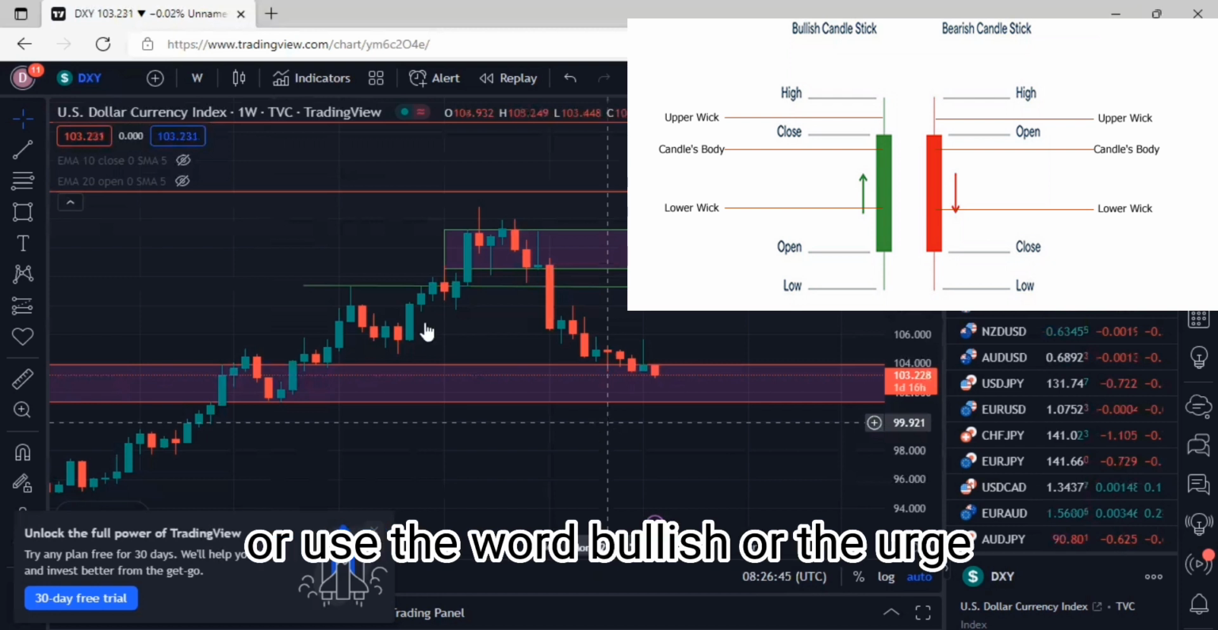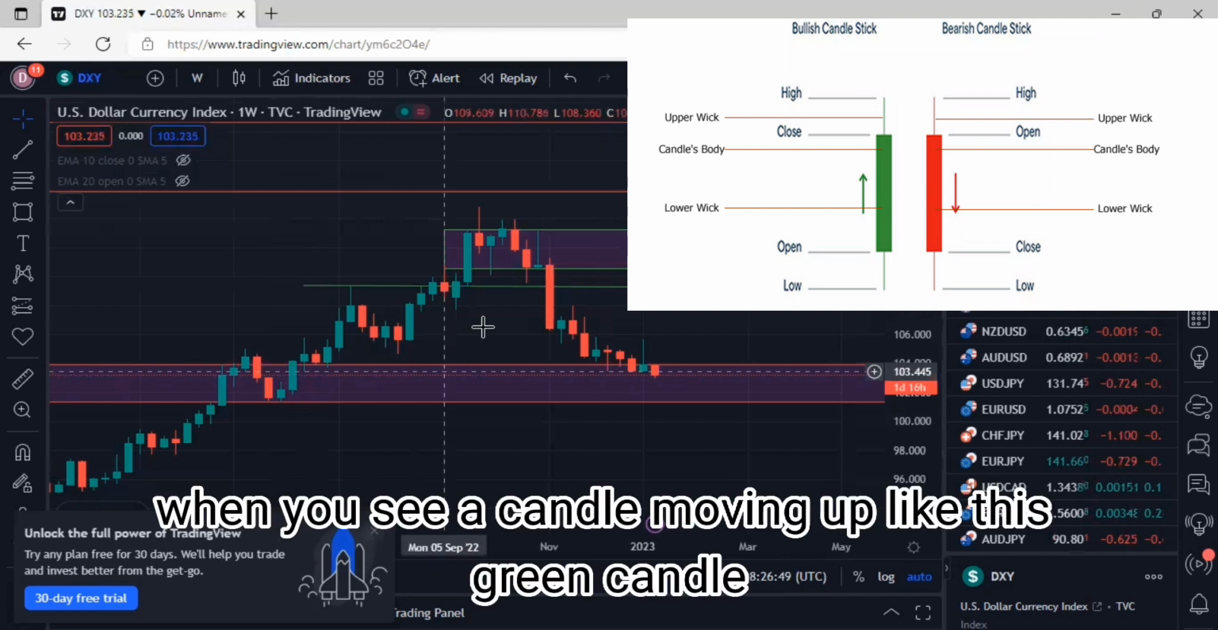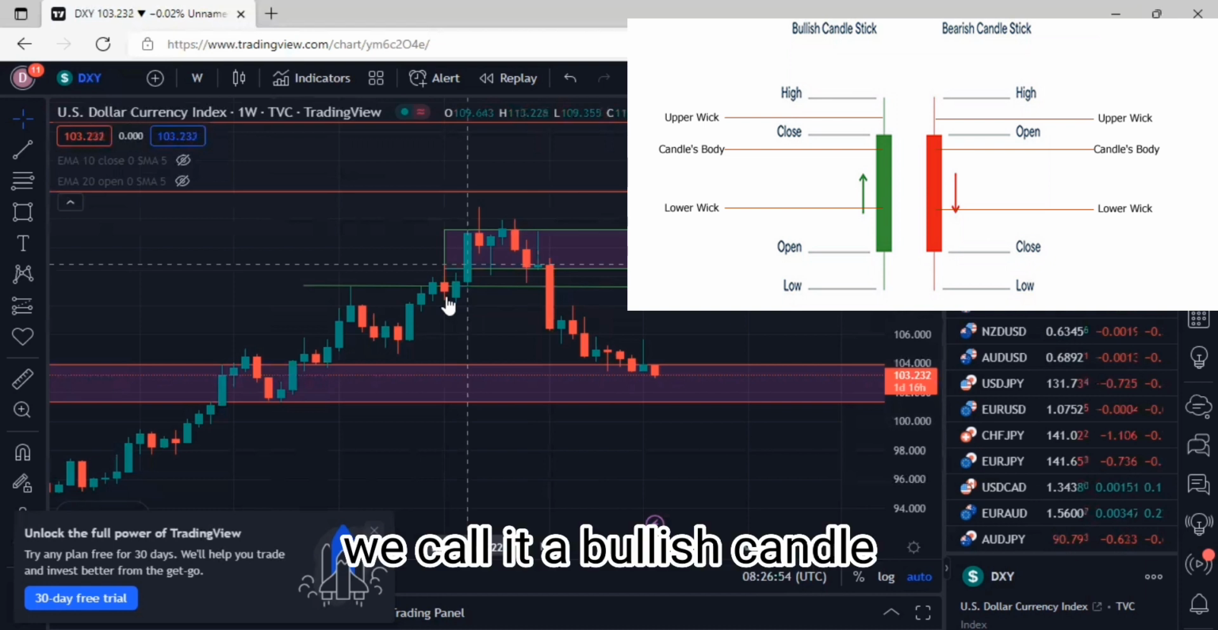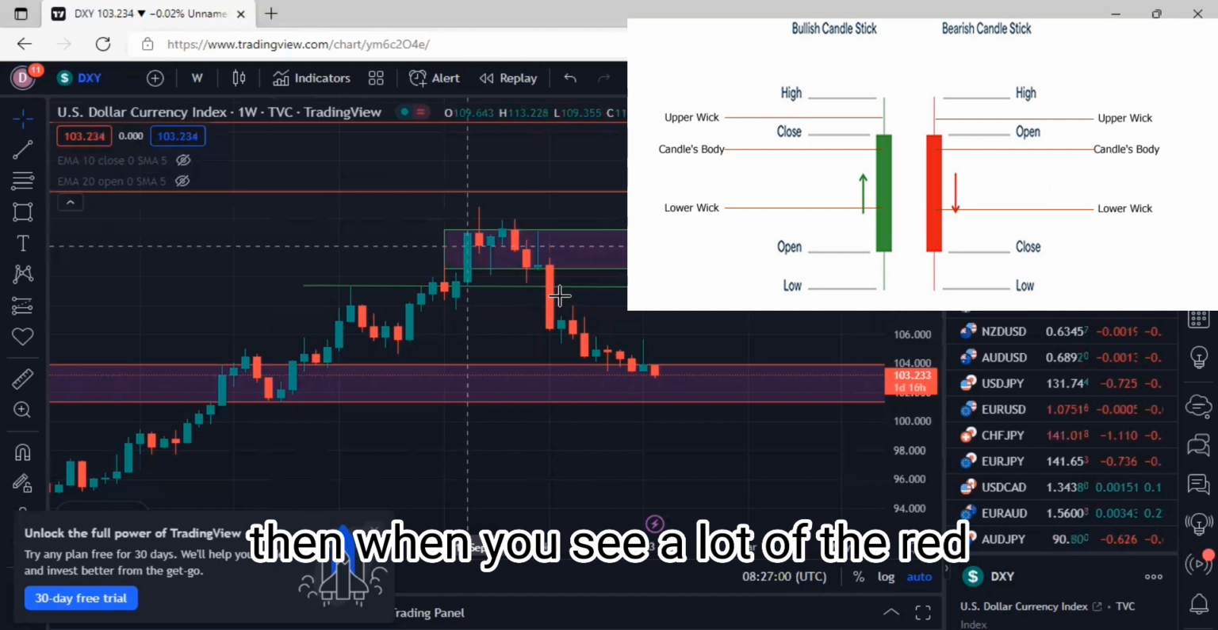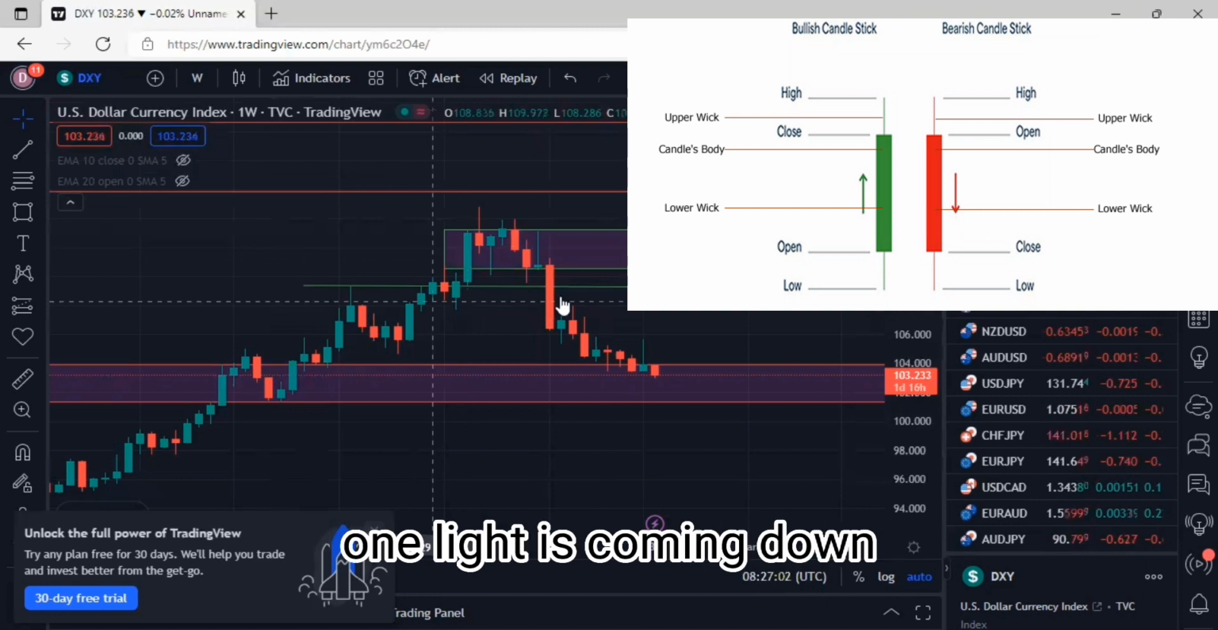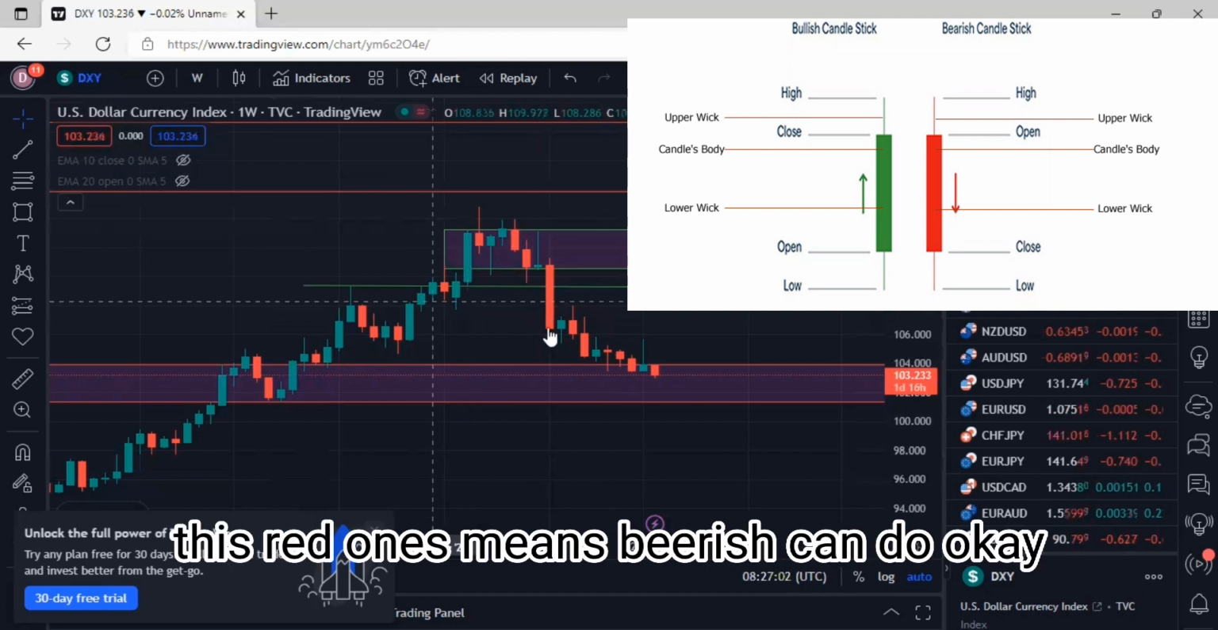So either you use the word weak or strong, going up strong, coming down weak, or you use the word bullish or bearish. When you see a candle moving up like this, a green candle, we call it a bullish candle. That means the price is going up. Then when you see a red one like this coming down, this red one means a bearish candle.